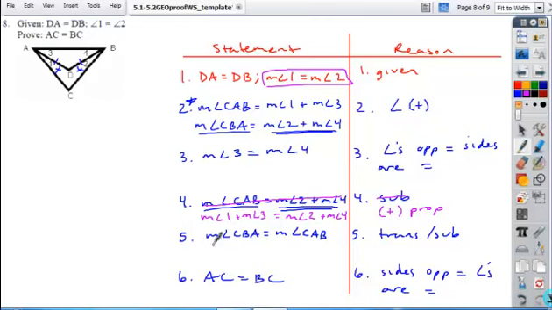And if we did that, what we would then get is angle 1 plus angle 3 could be replaced by angle CAB. And then angle 2 plus angle 4 could be replaced by angle CBA. And that would have been a simple substitution. We still would have gotten that sides opposite equal angles are equal, so we still would have reached the same conclusion with the same justification.